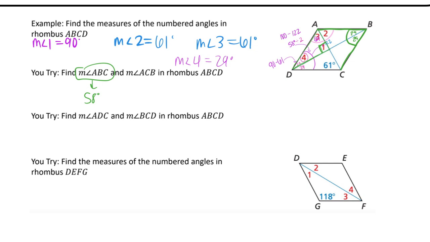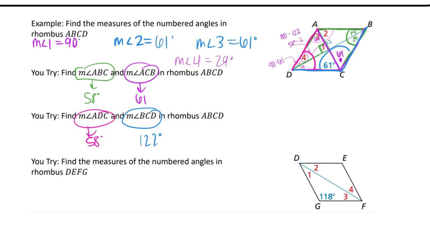And then the measure of angle ACB. ACB, that's this piece right here. That would have to be 61 because it's equal to the same thing, because the diagonals bisect the angles. And then if we're looking at ADC, we already found that, right? That's that 29 plus 29, so that's 58 also. And then for BCD, that would just be 61 plus 61, so 122 degrees.